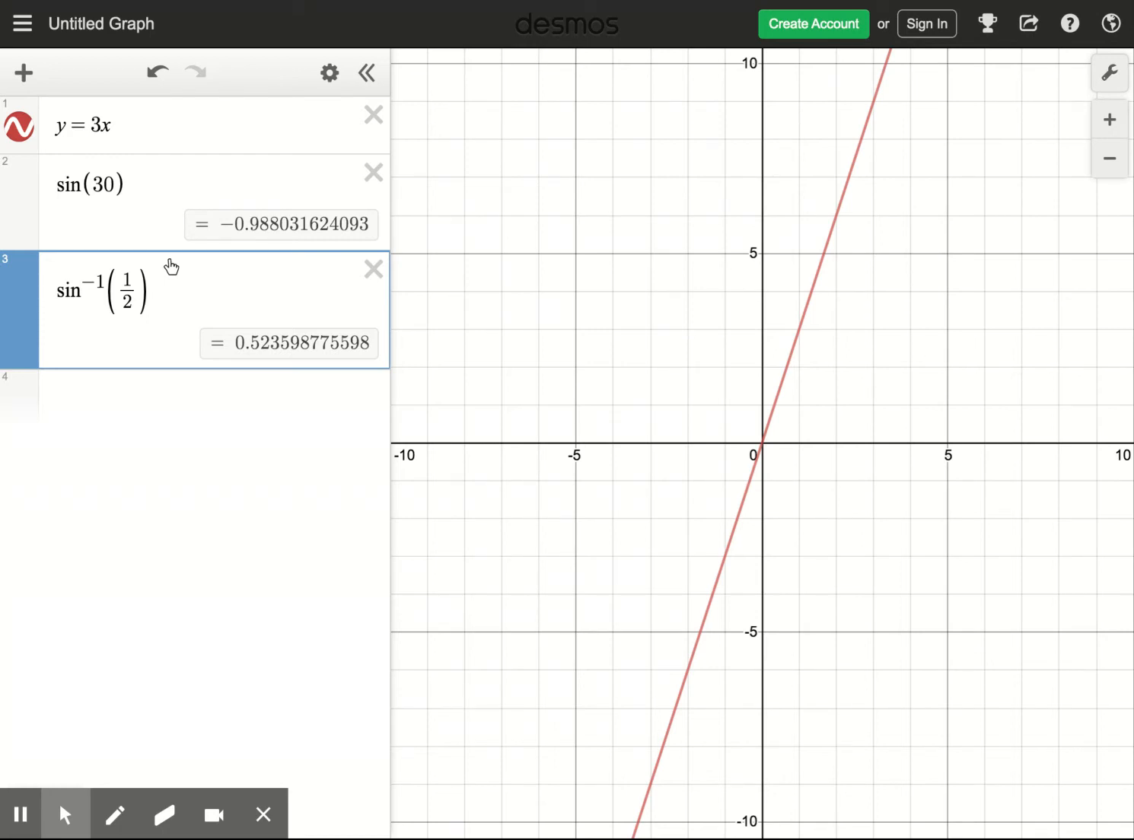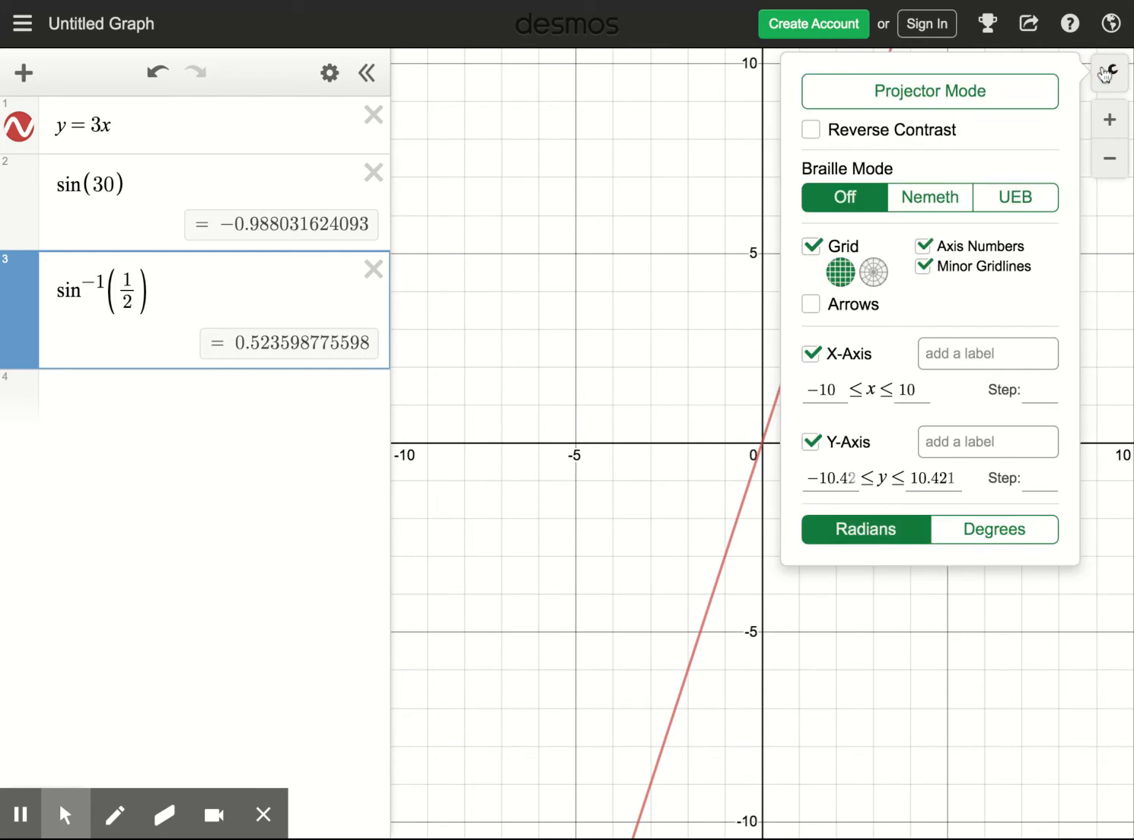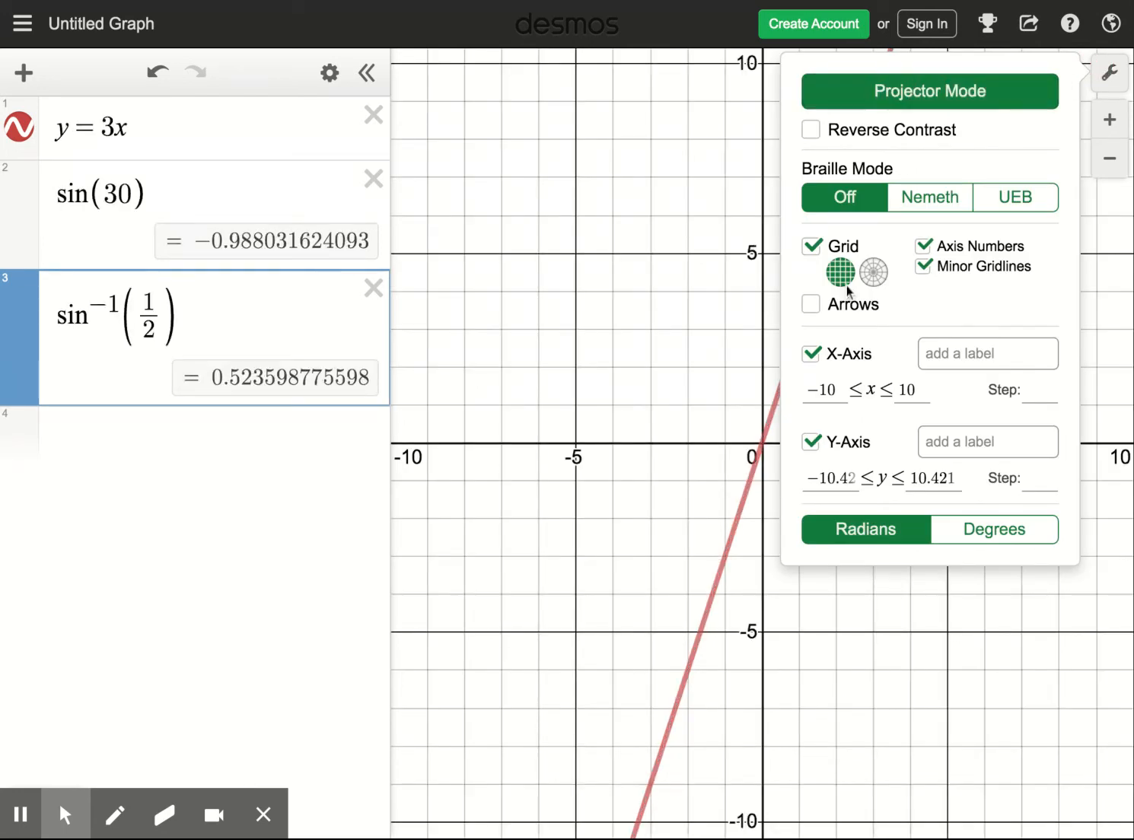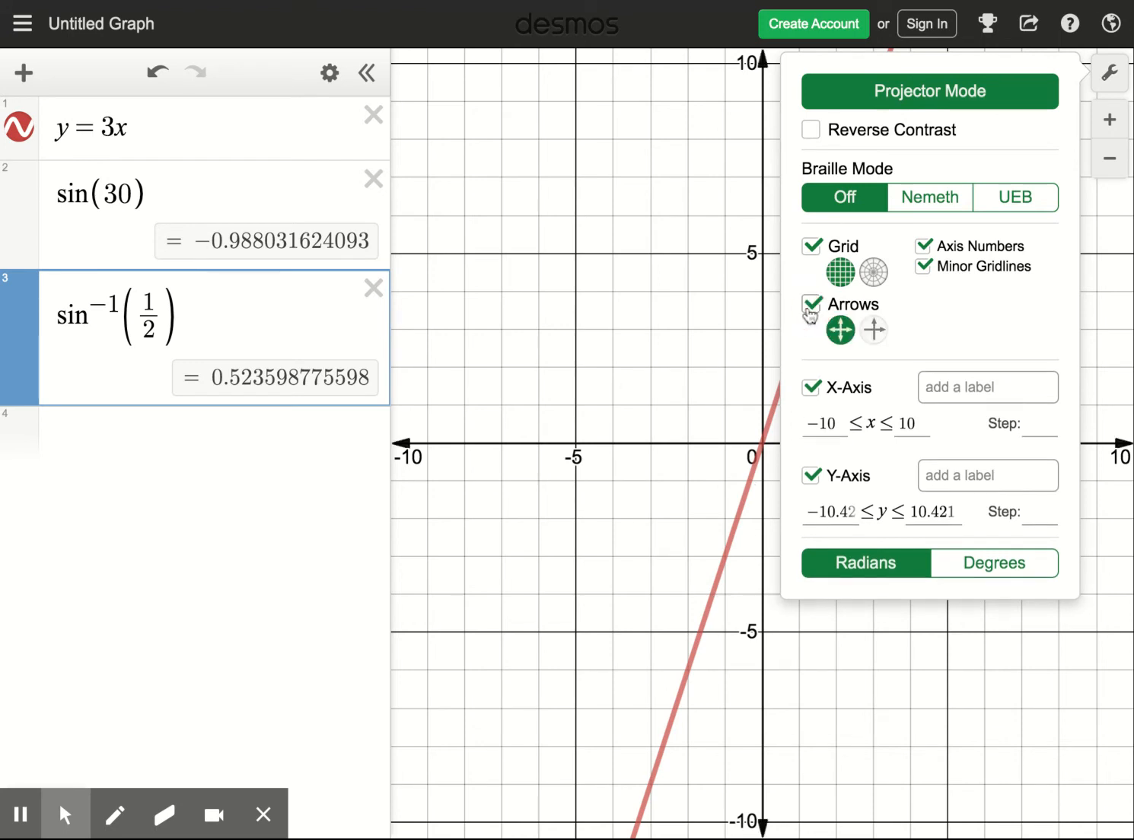Now, these are both dealing in radians. So these are not the right answers we're going to be using for our geometry. Keep them in mind. They're great answers later in life for FST and pre-calc. But if you go over to the wrench, projector mode will make this bigger and bolder so it's easier to see. Arrows are good because there actually should be arrows on the ends of our number lines.